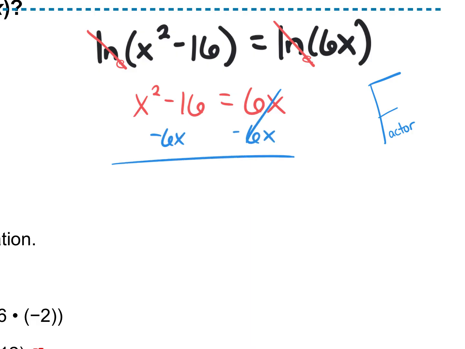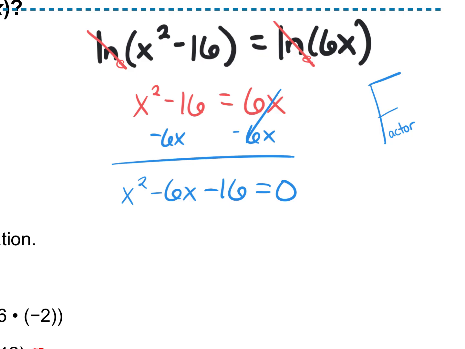Now watch how I write this left side. I'm going to have x squared minus 6x minus 16 equals 0. Why do I put that minus 6x in the middle? Because it has to go in order. Standard form, right? From highest degree to lowest degree.